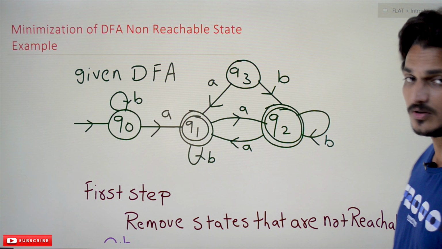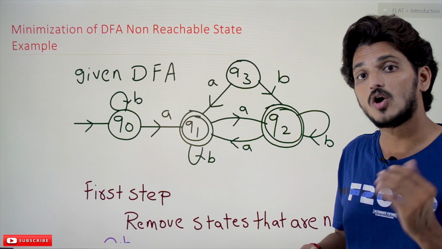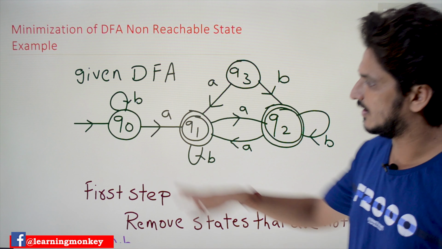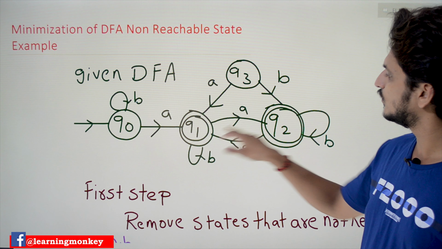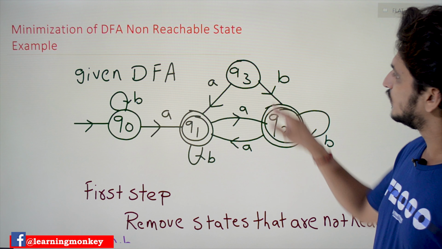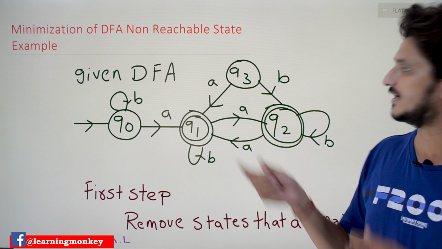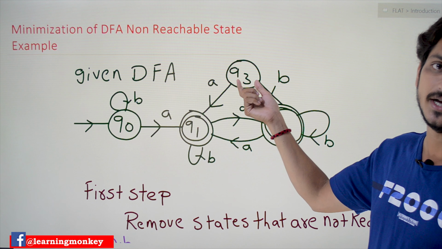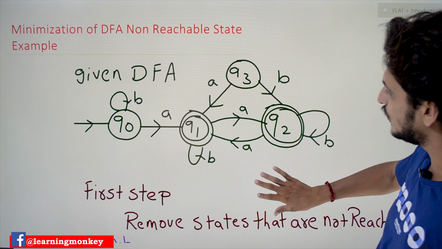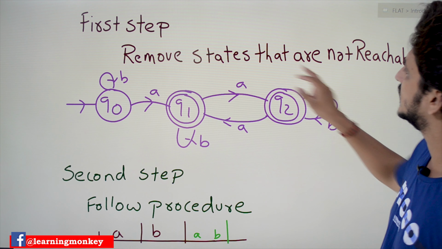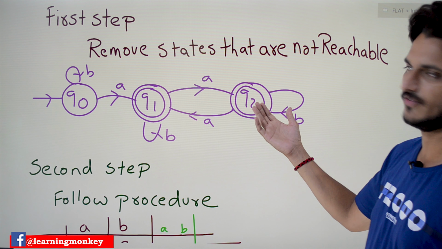Our first step is we have to remove the states that are not reachable from our initial state. What's our initial state? Q0 is our initial state. We can reach Q1, we can reach Q2, but we cannot reach state Q3. That's why we can eliminate this state, because we cannot reach it from the initial state. After removing the unreachable state, this is our DFA.